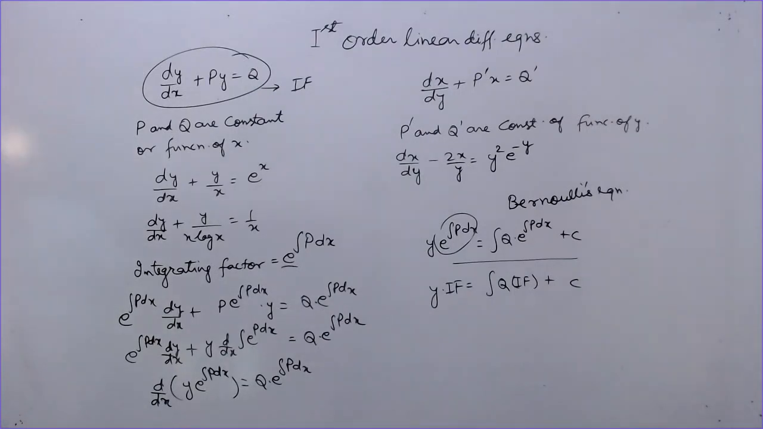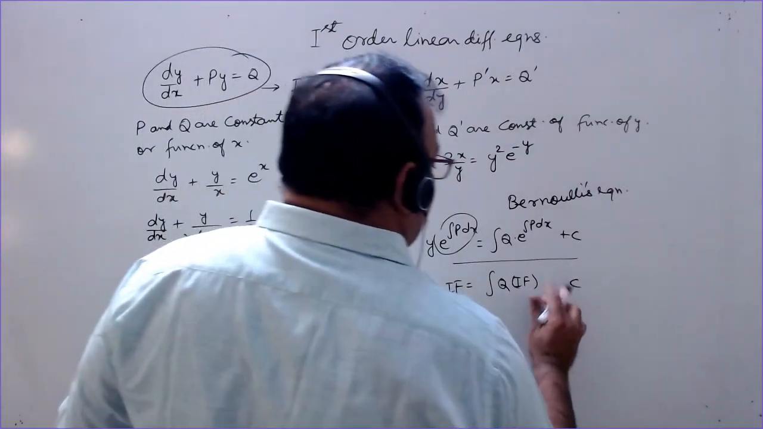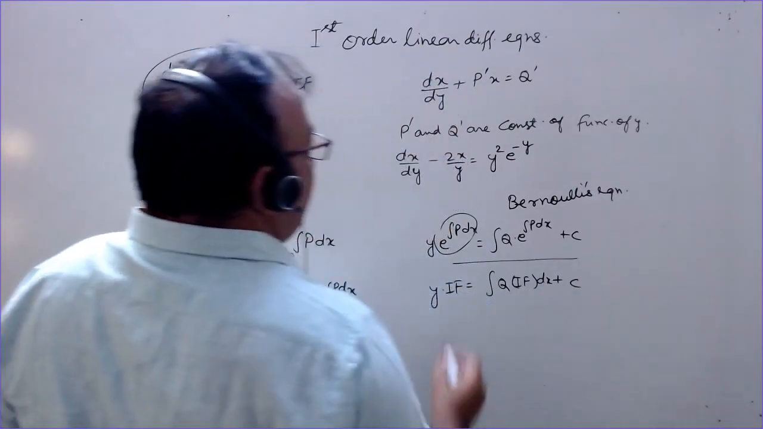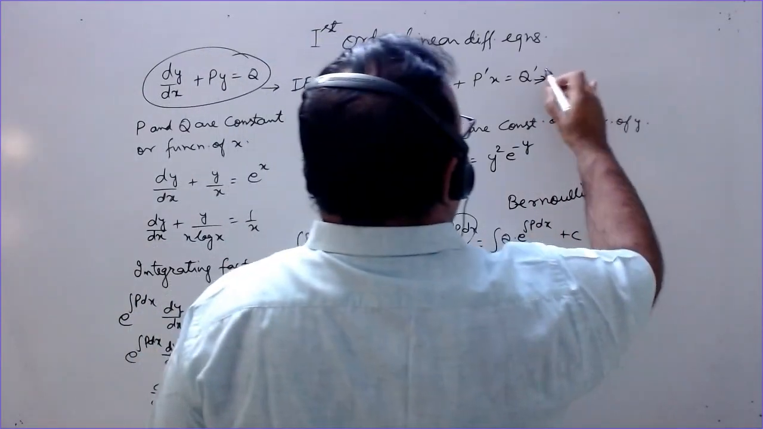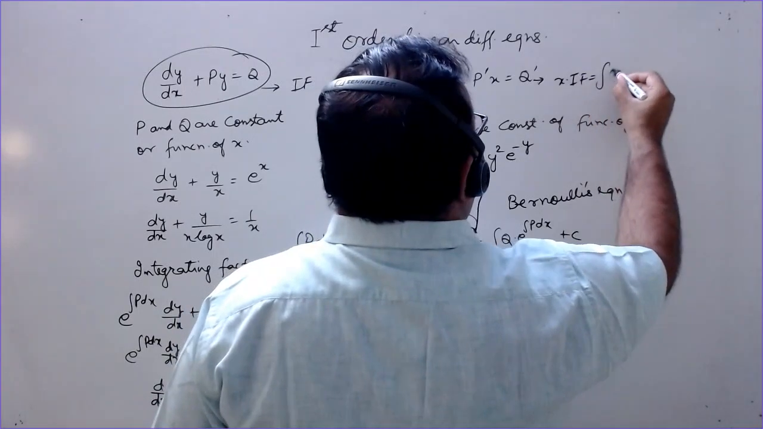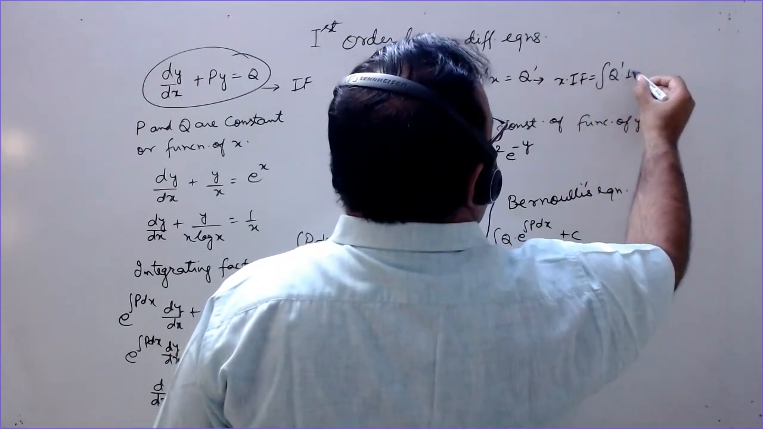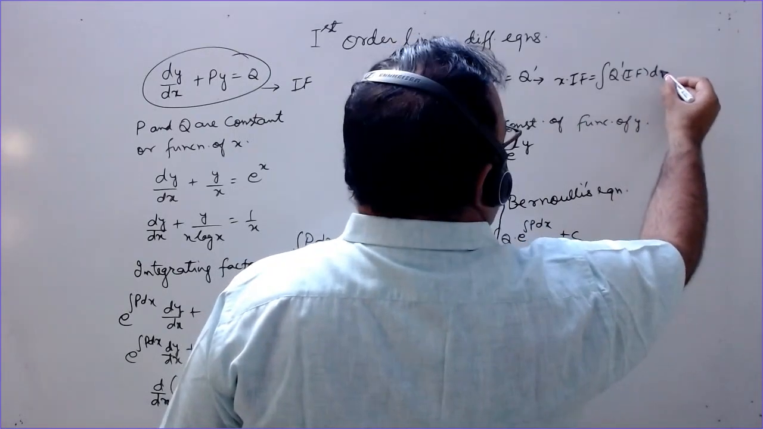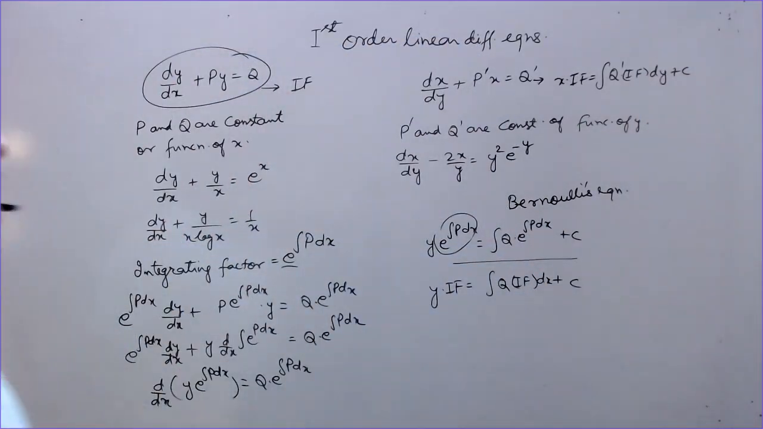Accordingly, you can write the solution in the other type of equation where we have written dx by dy. Here the solution will be given in terms of x. So this is done with respect to x, so dx. In this type, the solution is given by x into integrating factor is equal to integral q dash into integrating factor dy plus the constant c. So this is the solution to this type of equation.